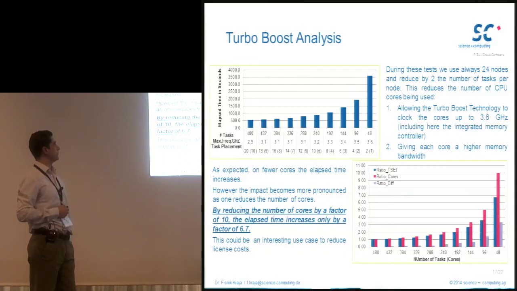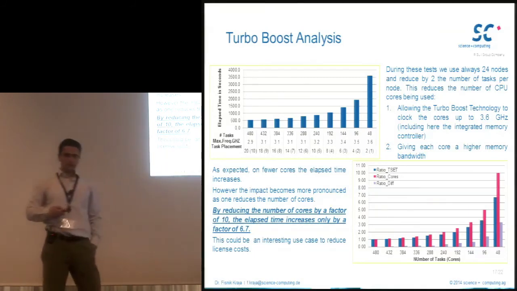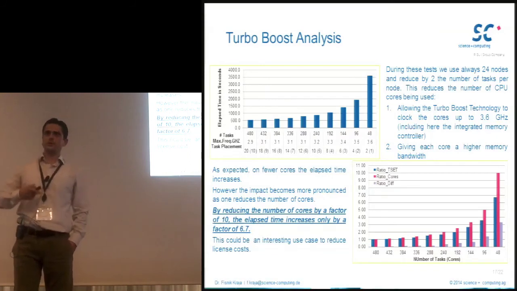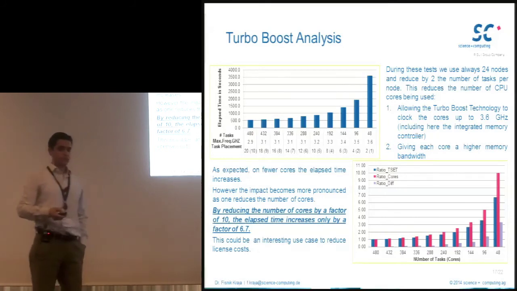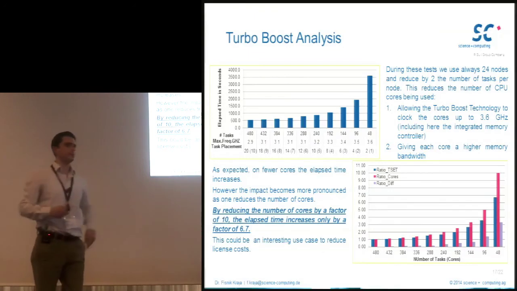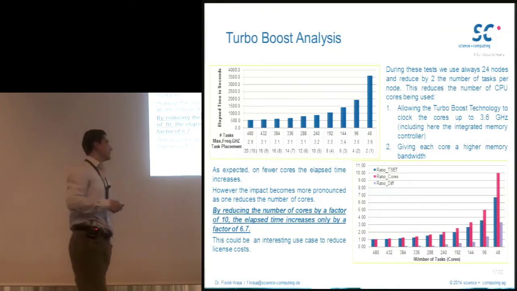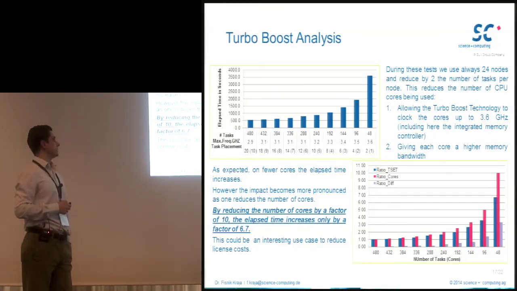So we go from 2.9 to 3.6. What we do with this reduction of tasks per node is, we first allow turbo mode to clock the CPUs at higher frequencies, but we also, as before, give each core or each task more cache and more memory bandwidth. So we have all the effects here inside the same test. And what we see here is that the elapsed time really increases.